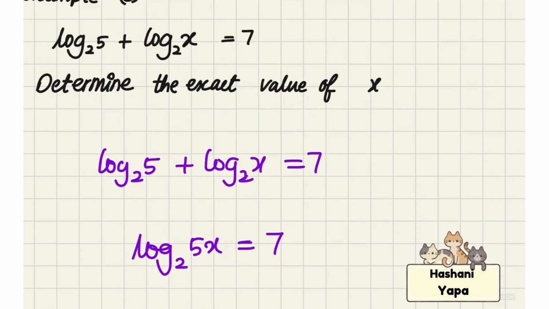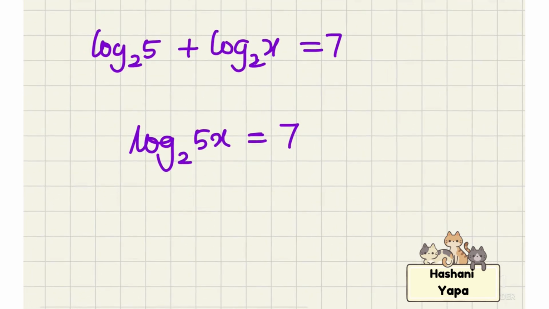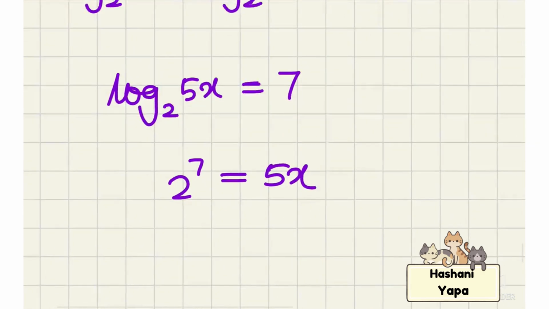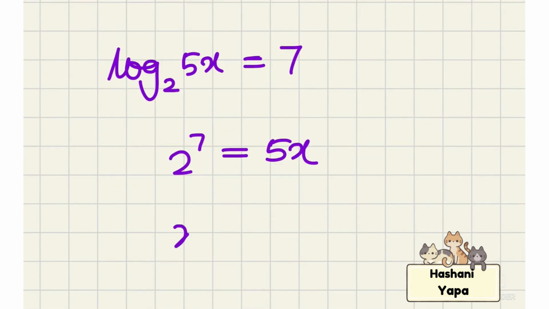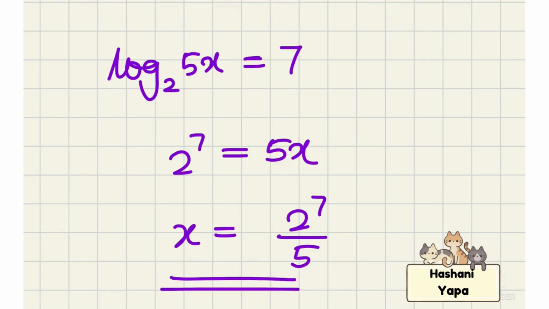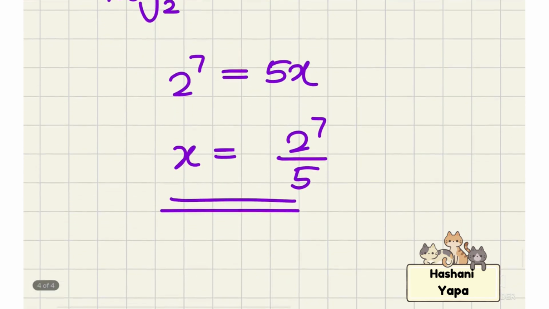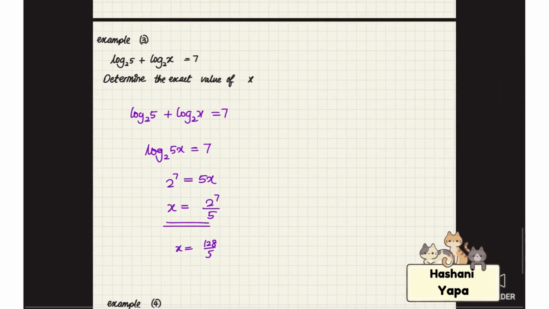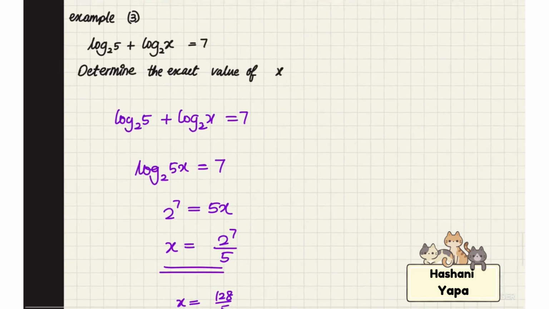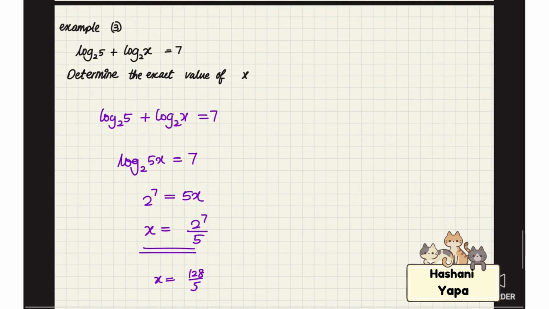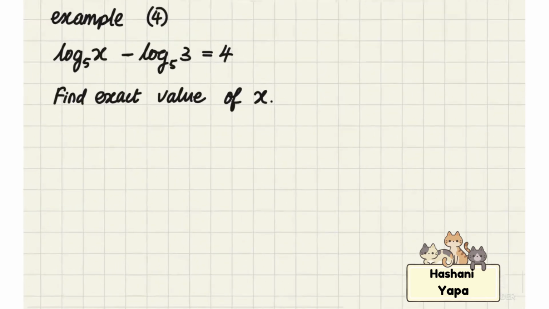I multiplied the 5 and x here. Now I can write this as 2 to the power 7 equals 5x, and x equals 2 to the power 7 divided by 5. So you can even simplify it, saying 128 over 5. So that is this question. Let's go to the next one.